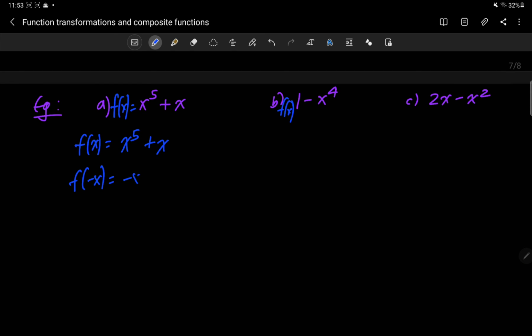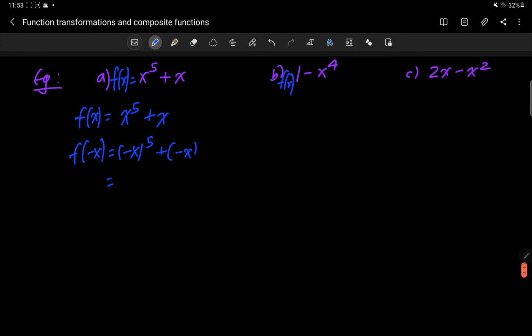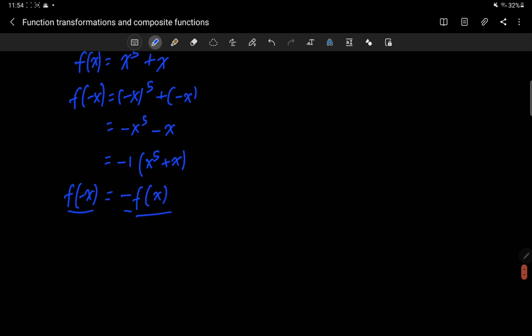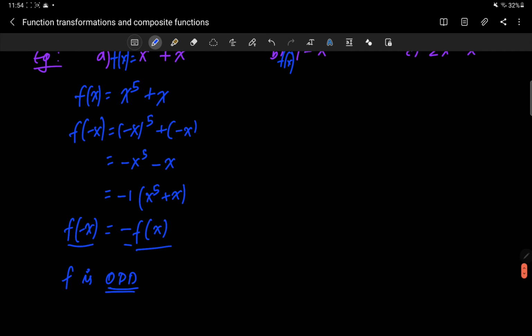So that's going to be negative x to the 5 plus negative x. But negative x to the 5 is negative x to the 5, minus x, which if you factor out a negative 1 is negative of x to the 5 plus x. So this is negative of f of x. Right? So if f of negative x comes out to negative f of x, this means f is odd. What this says is if you make the input negative, then the output also becomes negative.